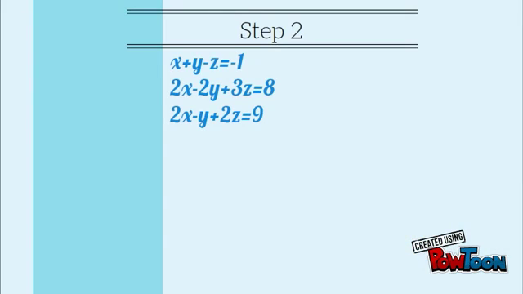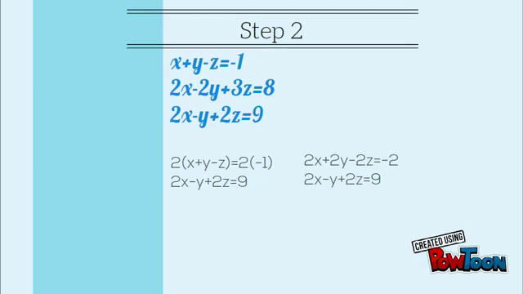For this step, I use the first and the third equation, and I multiply this first equation by 2 to also eliminate the z. And I got 2x plus 2y minus 2z equals negative 2. And by simplifying the two equations, I got 4x plus y equals 7.